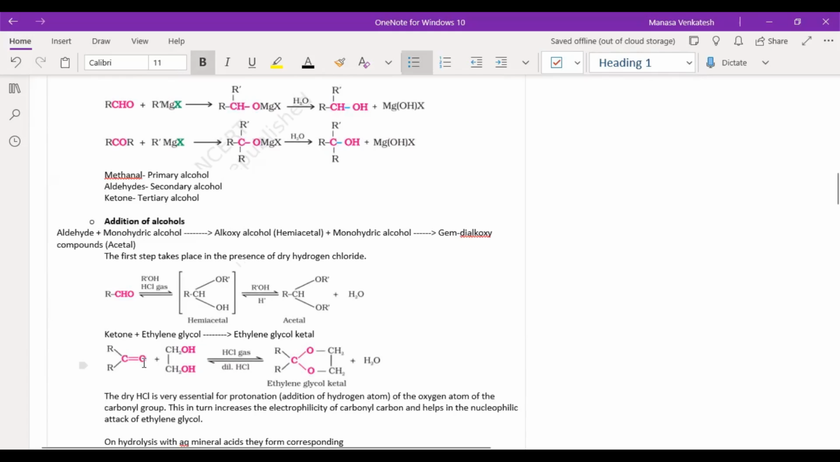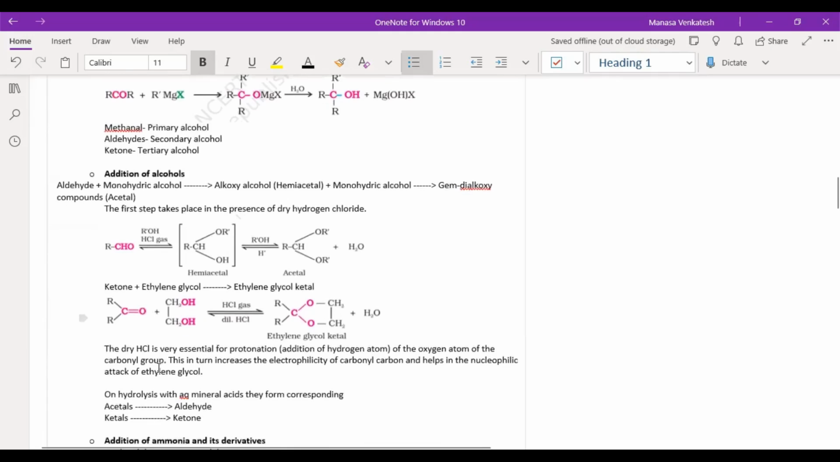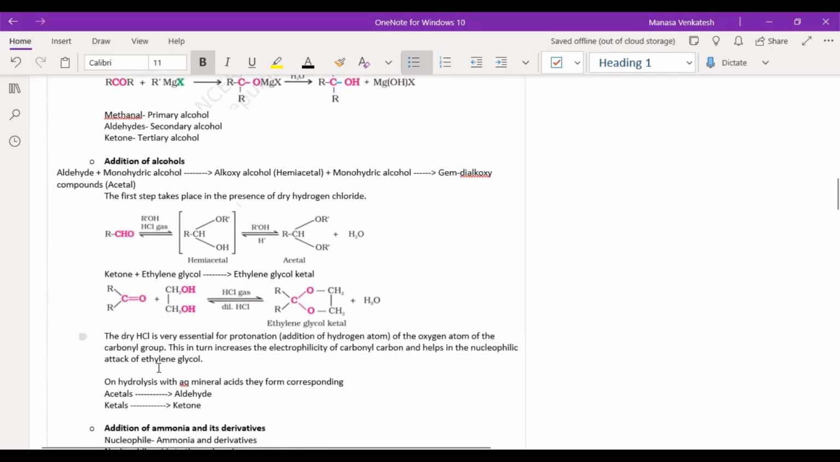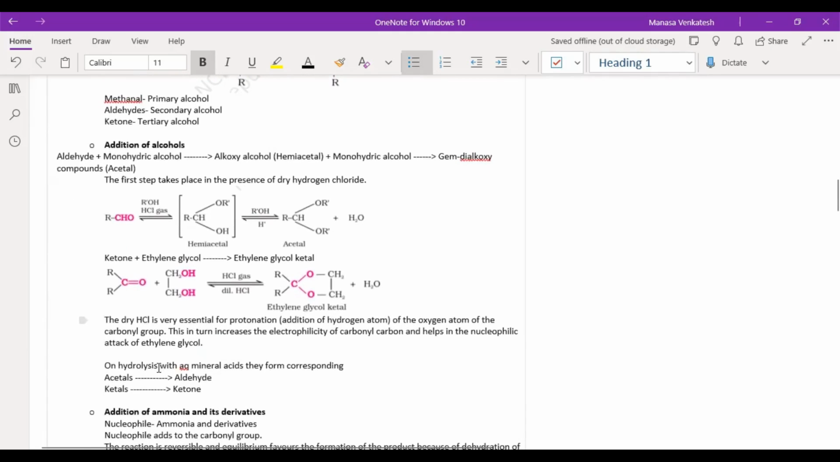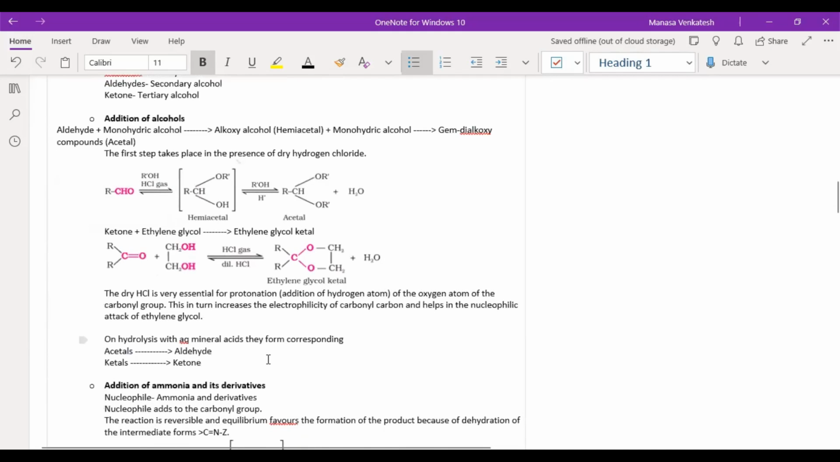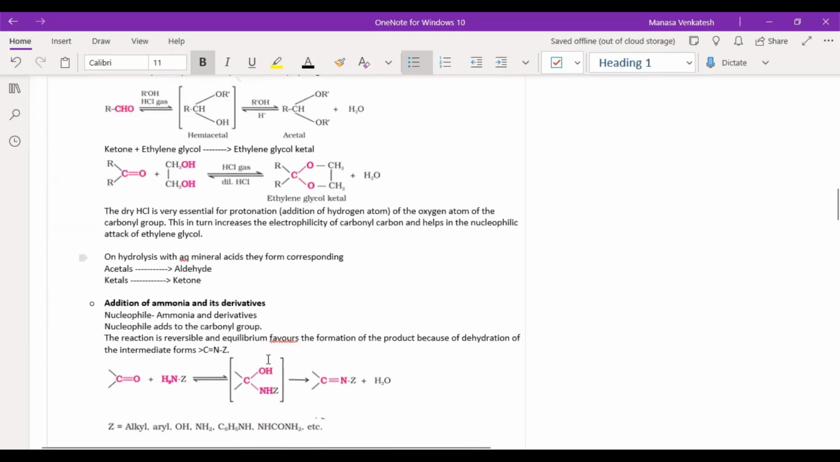So what happens is this protonates the oxygen atom to form OH, right? And this increases the electrophilicity of the carbon atom. Next, on hydrolysis with aqueous mineral acids, they form the corresponding aldehydes and ketones. The last one is the addition of ammonia and its derivatives.